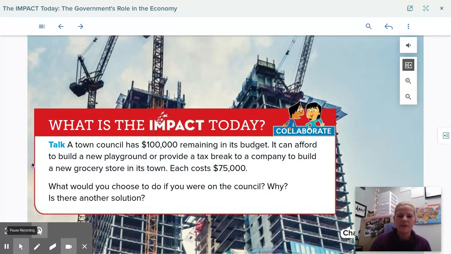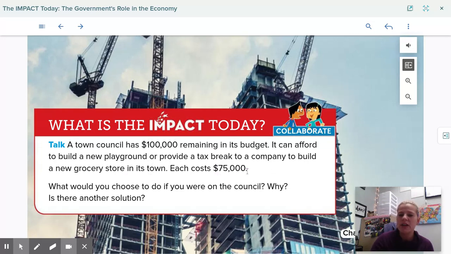So let's look at this. What is the impact today? So this is just a scenario that a town council has $100,000 remaining in its budget. It can afford to build a new playground or provide a tax break to a company to build a new grocery store in its town. Each of these would cost $75,000.